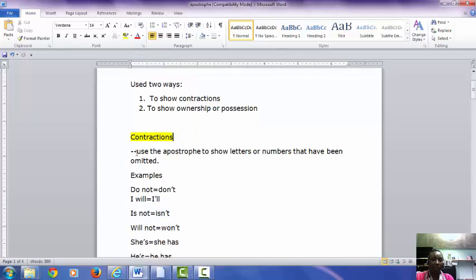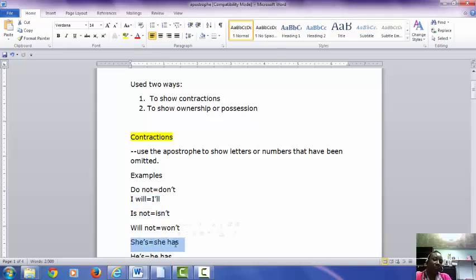Contractions are used with the apostrophe to show letters or numbers that have been omitted, okay? So, when you want to hold the place of those missing letters or numbers, you add an apostrophe there. So do not becomes don't. I will becomes I'll.